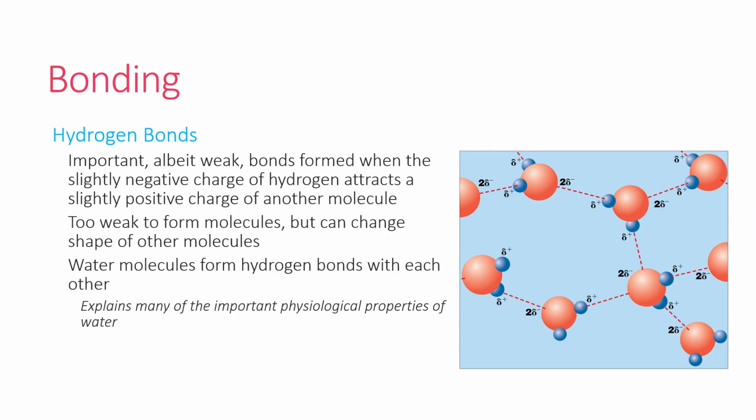Now, why are they weak and why are they so transient? Well, because as soon as that electron from here finds its way back to this hydrogen atom, then this slightly positive charge goes away and this bond will break. But then that electron goes back into the oxygen, and the slight positive charge is there again, and we can reform this bond. So these bonds between all these water molecules are constantly breaking and reforming, which explains many of the really important physiological properties of water, which we'll talk about on the next slide.